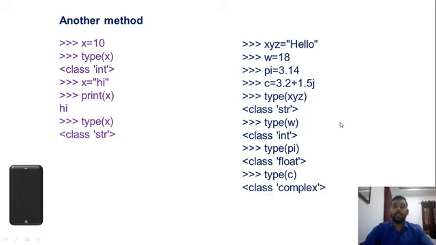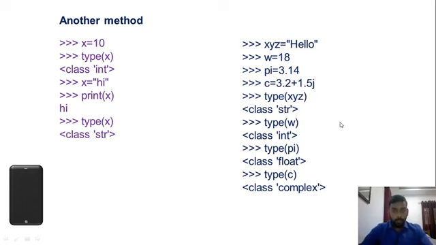So these are the different ways of applying type. Using the first method, we can directly pass the value, that is type of 10, type of 3.2, and so on. In the second method, we store the value in a variable and pass that variable to the function type. That's it. Did you get it?